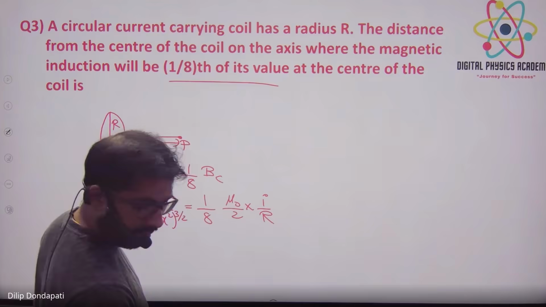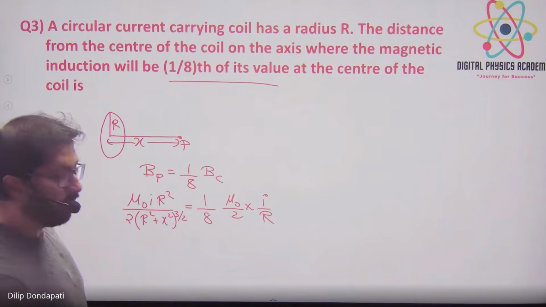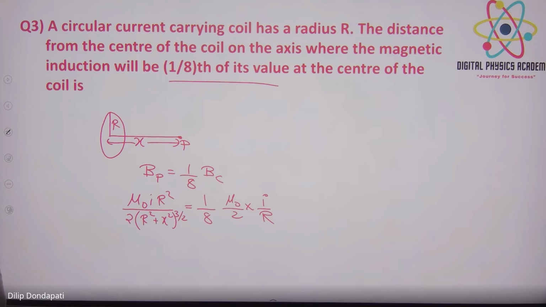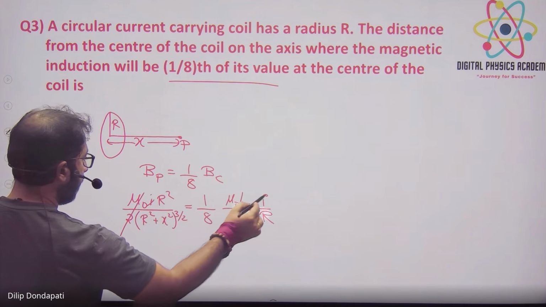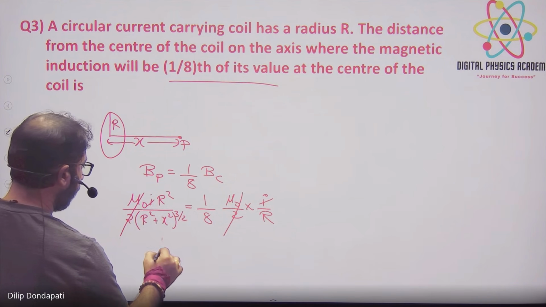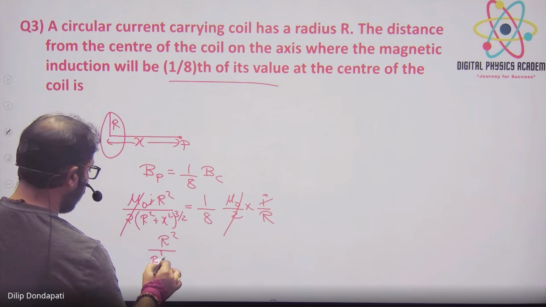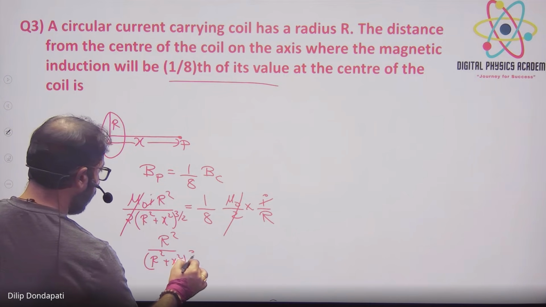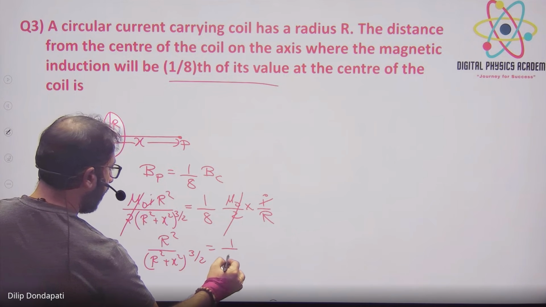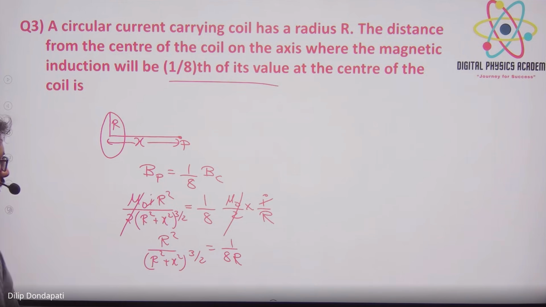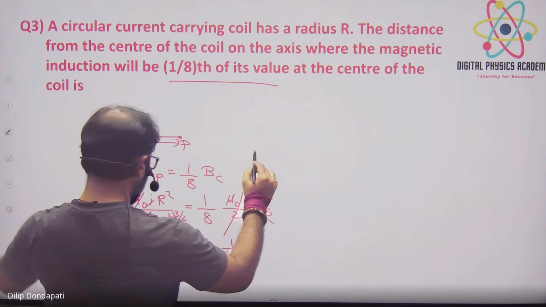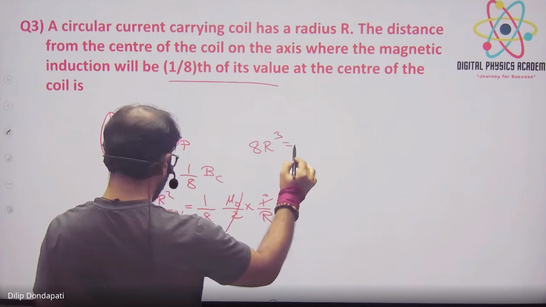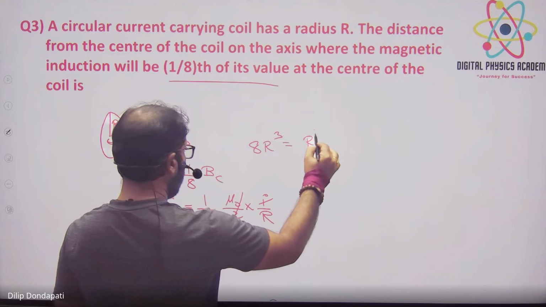Sir, how much? √3R. Yes, correct. Solve करो. Mu naught by 2, mu naught by 2 cancel. I cancel. So R square by R square plus X square whole for 3 by 2 is 1/8R. So ये cross multiply करो and solve. You know, 8R cube. Sir, √3R. आया? Yes. आपको आया?